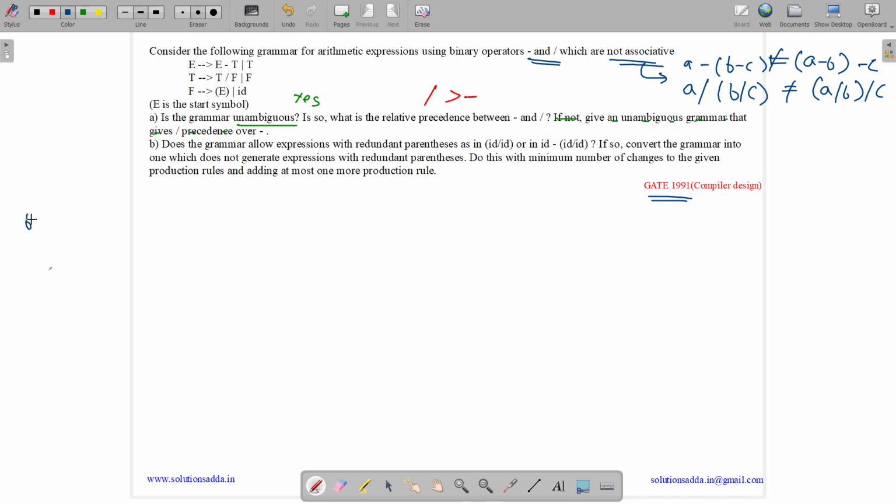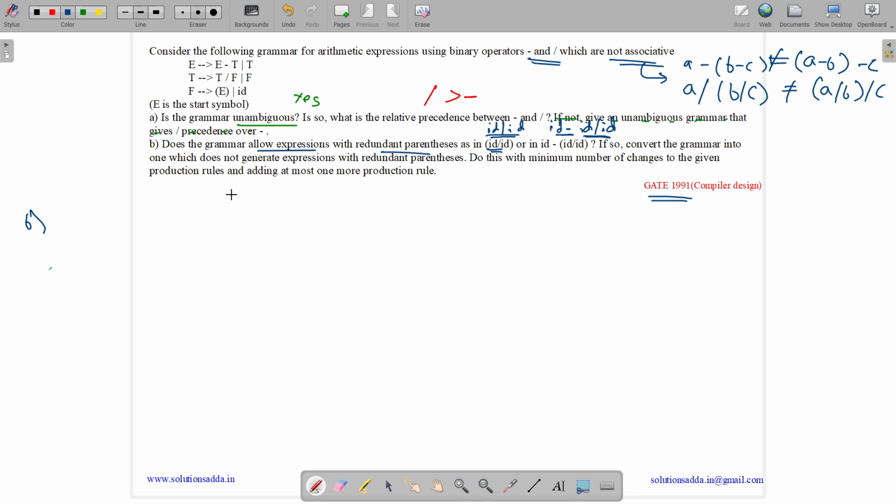So part B states, does the grammar allow expressions with redundant parentheses such as id divides id? This is redundant, as even if this parenthesis was not there, id divides id will have the same output. And even if this parenthesis is not there, id minus id divided by id will have the same output, as we have already seen that divide has more precedence, so divide will be evaluated first and then minus. So we have to see whether the grammar allows these expressions or not.